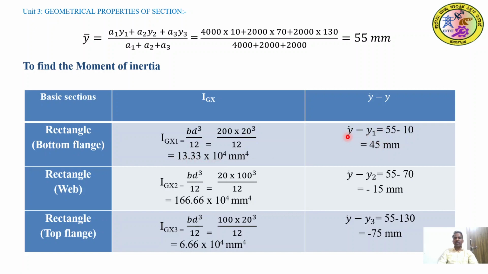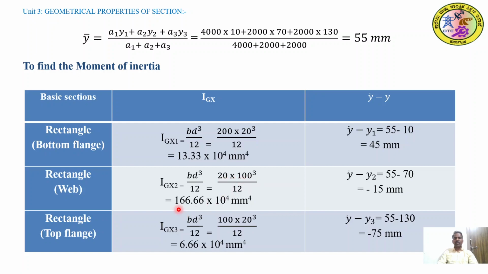And this one is y bar minus y1, that is the difference of the centroidal distance of the whole section to the centroidal distance of the first section. It's 55 minus 10, 45 millimeter. In the second rectangle, that is the web rectangle, the moment of inertia of the second rectangle with respect to the x axis is BD cube by 12, that is the width of the second rectangle, 20 millimeter, by 100 millimeter.